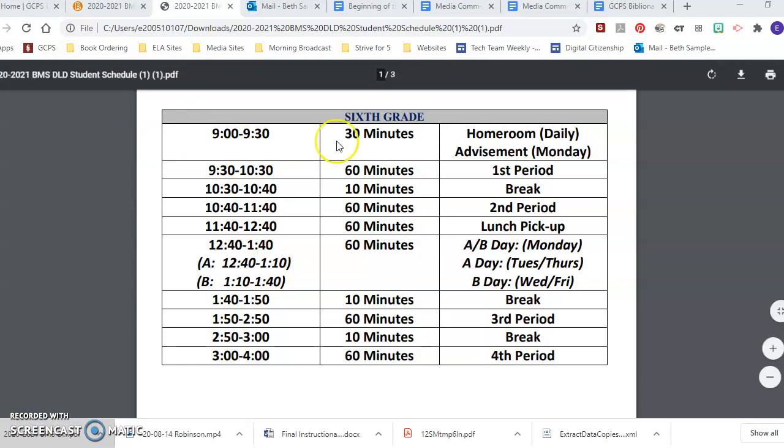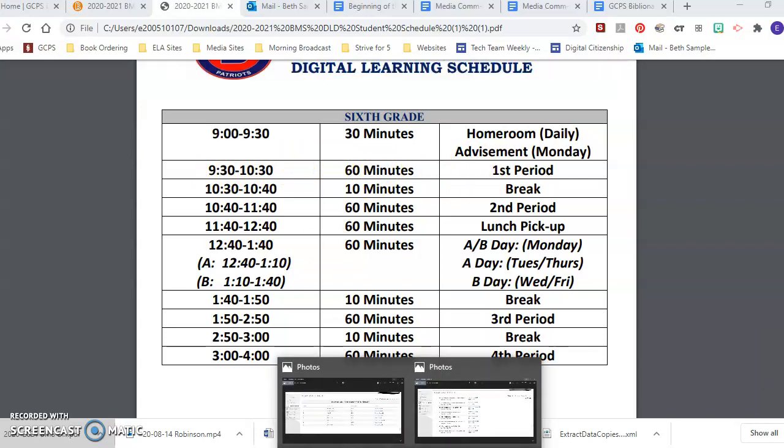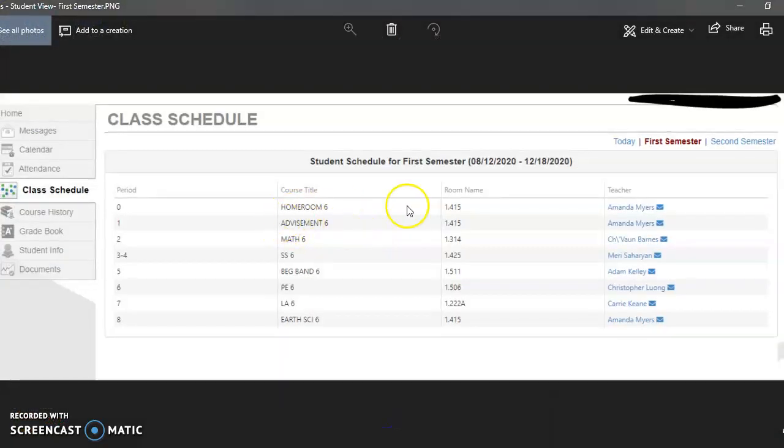For example, 9 to 9:30, this is the 6th grade schedule for digital learning. 9 to 9:30, the student would be in homeroom and advisement. 9:30 to 10:30 would be the student's first period. So if I go back here to their schedule, either today or first semester, I'm going to see their homeroom and advisement. There's the first period.